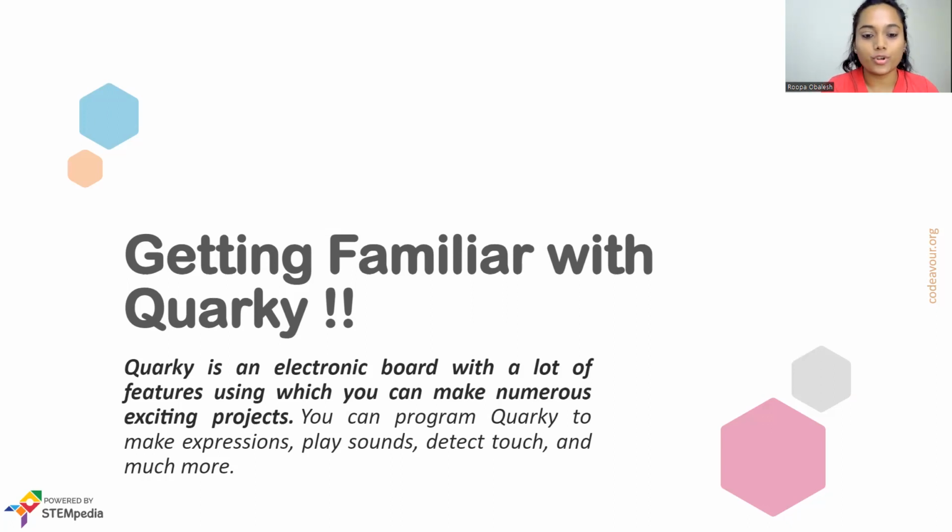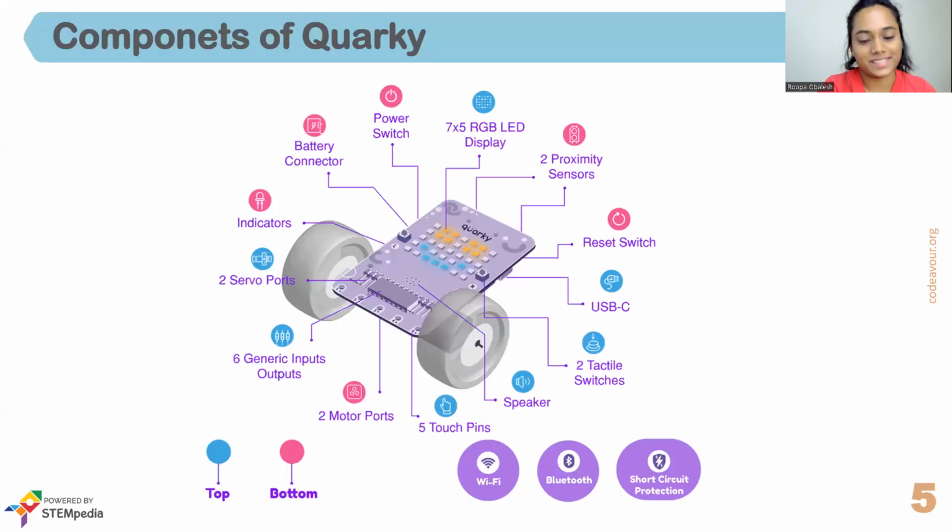Quarky is nothing but an electronic board with lots of features using which you can make a number of exciting projects. You can also program Quarky to make expressions, play some sounds, and detect touch, because Quarky has touch pins here, as you can see. Here are 5 touch pins for Quarky. And you can do lots of things with Quarky. One such activity we'll be doing in today's session.